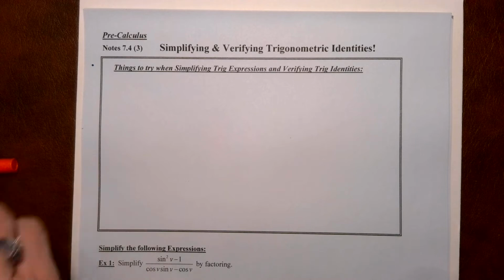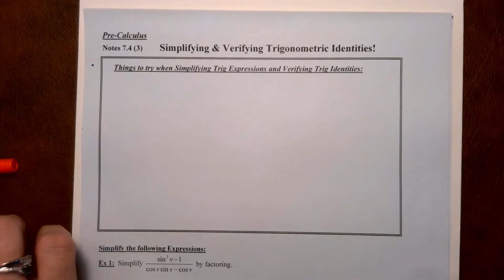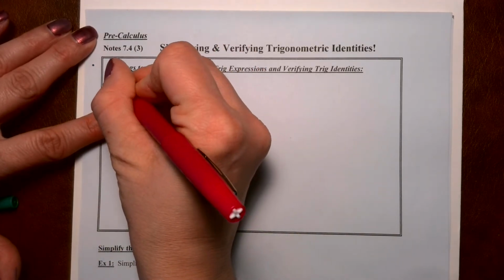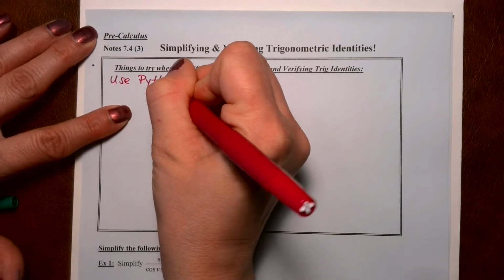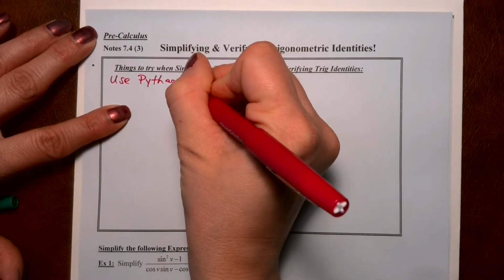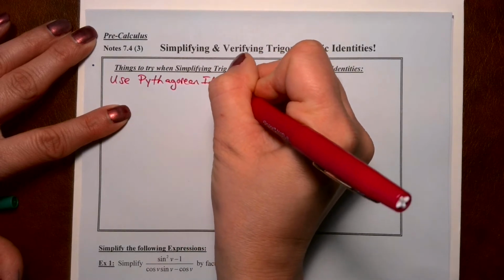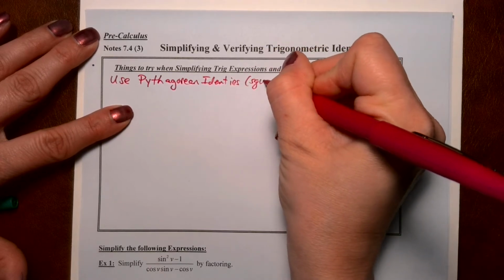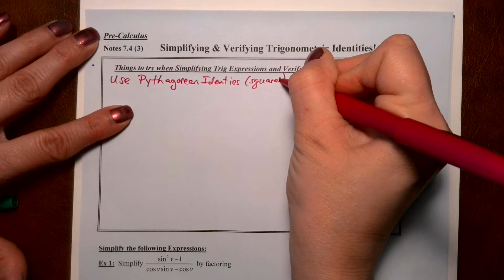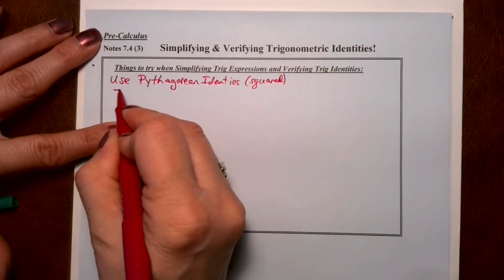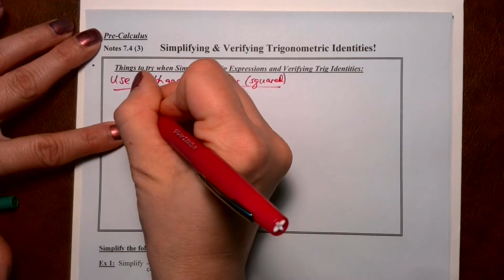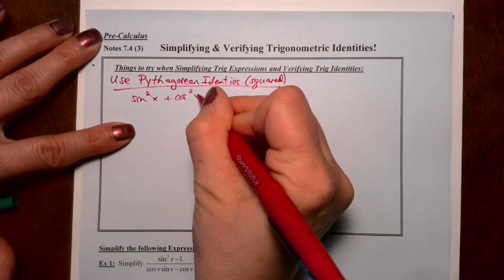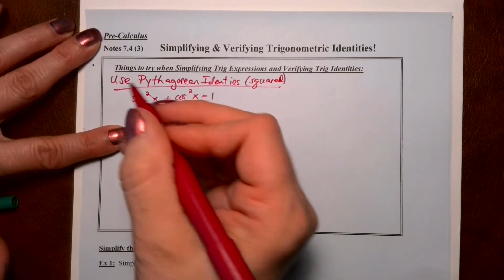One of the first things you should think about is using the identities, especially the Pythagorean identities. But that's only if you see things that are squared. So look for things that are squared, and you might be able to use some of these identities. The first one that you have to have memorized is sine squared of x plus cosine squared of x, and that makes a 1.